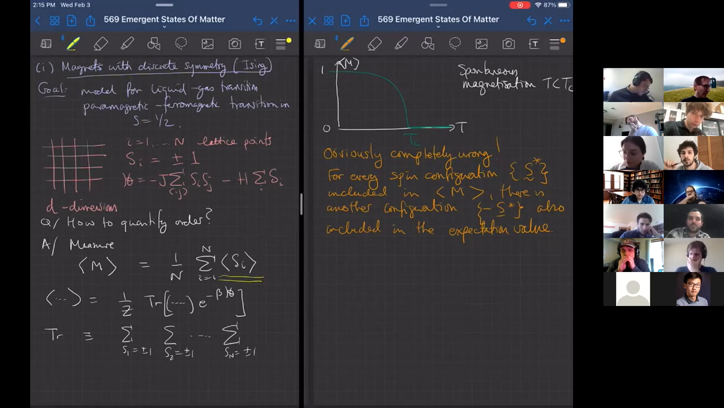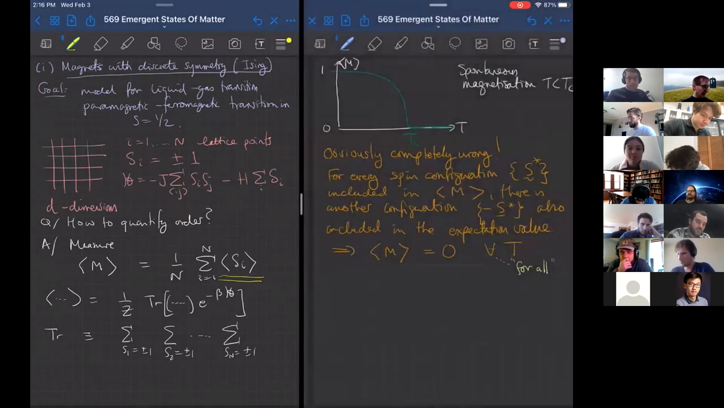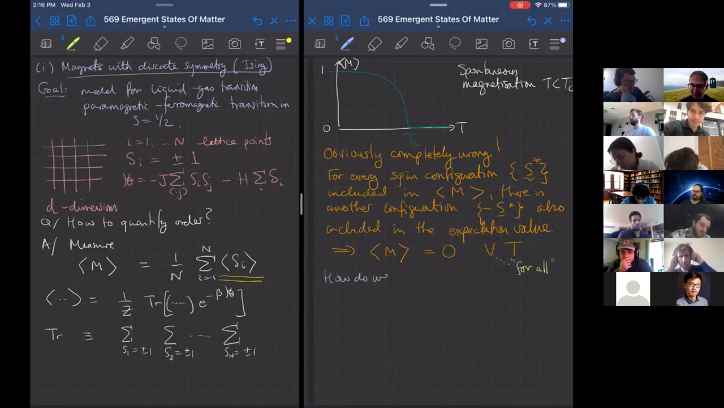And so what that means is that when I add them all up, it must be that the expectation value of M is equal to zero for all temperatures. And when I write down this symbol here, this means for all. So that's kind of disturbing. The first thing I've told you is that you can't actually have phase transitions, and you can't have emergence. So we should all go home. Well, not so fast. So how do we avoid this catastrophic conclusion?